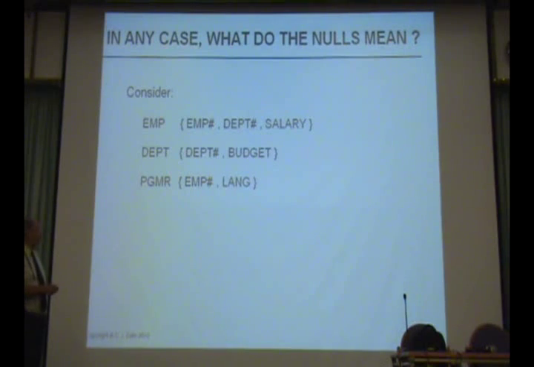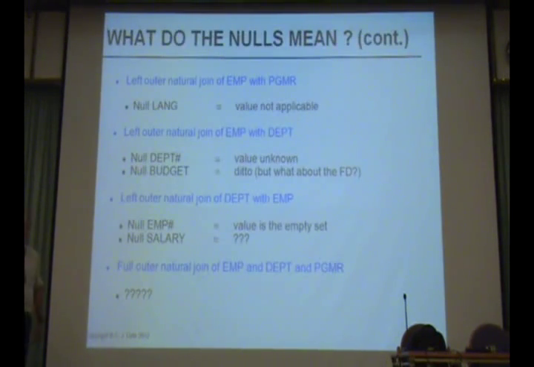And for each programmer, we show the programming language skill. I would assume for simplicity that each programmer has just one language skill. So it might say COBOL or SQL or something like that. So that's the database. And here are some outer joins we could do.